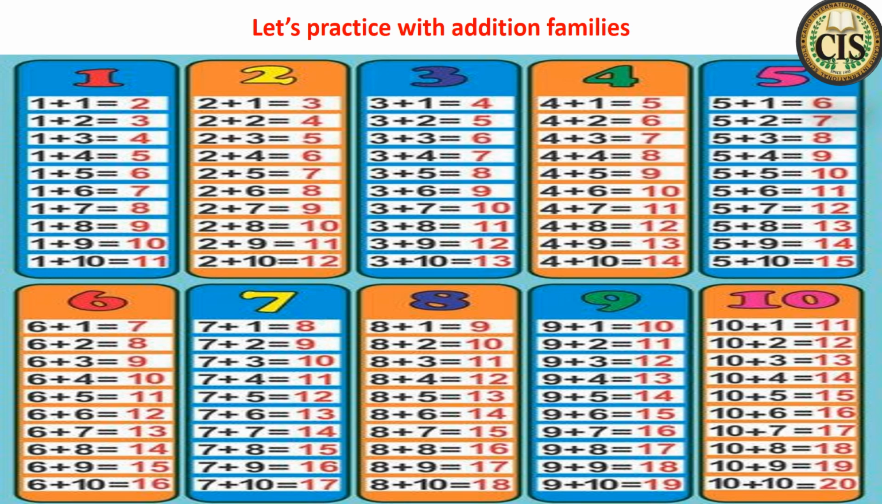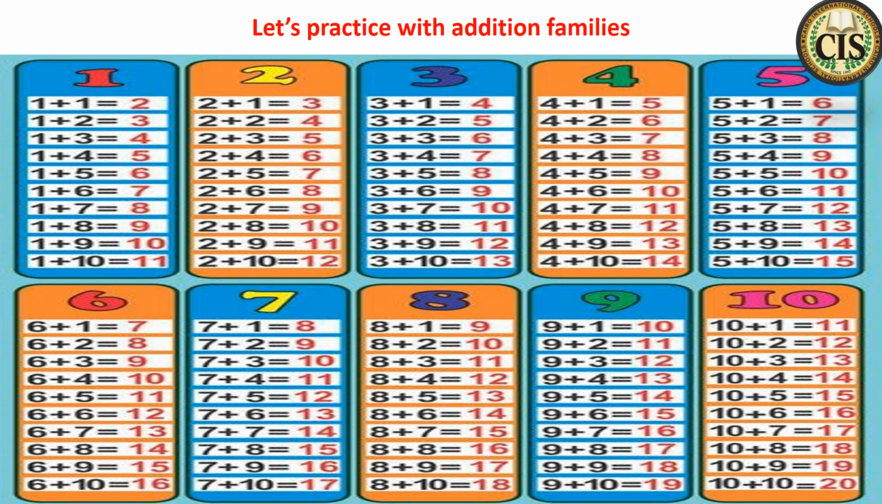Now the family of 4. 4 plus 1. Put the big number 4 in my mind and 1 on my finger. After 4, 5. So we will write 5. The next one, 4 plus 2. Put the big number 4 in my mind and 2 on my fingers. All of you put 2 on your fingers and start counting. After 4, 5, 6. So we will write 6. The next one, 4 plus 3. Put the big number 4 in my mind and 3 on my fingers. And start counting. After 4, 5, 6, 7. So we will write 7.